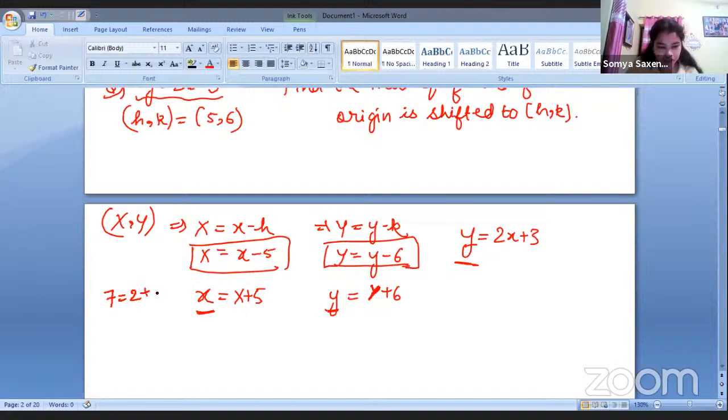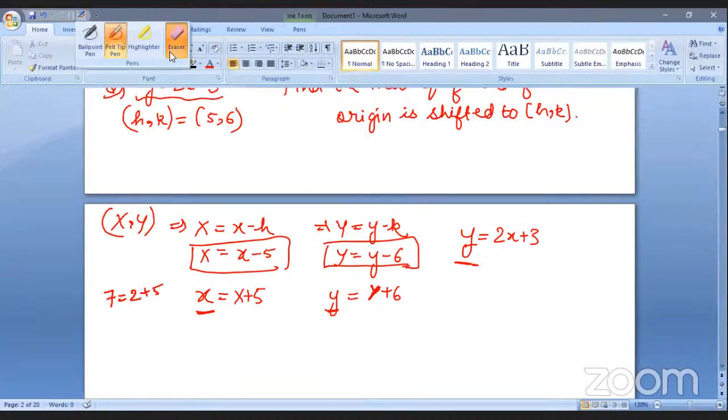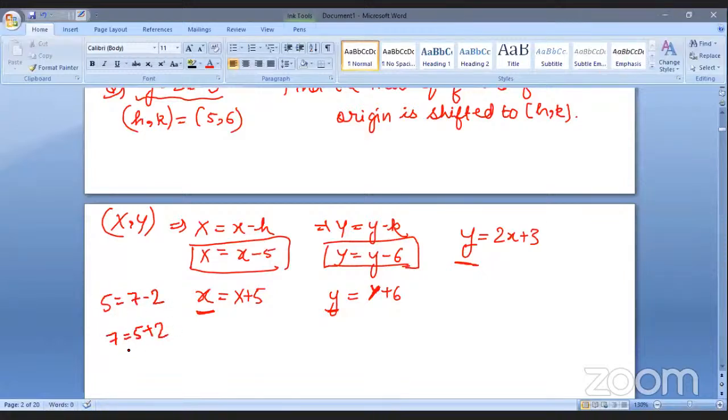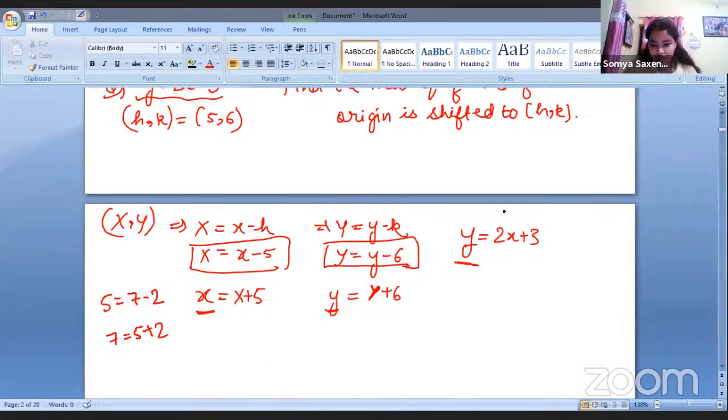If 2 plus 5 is 7, no, not this. If 5 is equal to 7 minus 2, so 7 is equal to 5 plus 2. So we have just rearranged. Okay, so now in this relation, we have to keep these values.